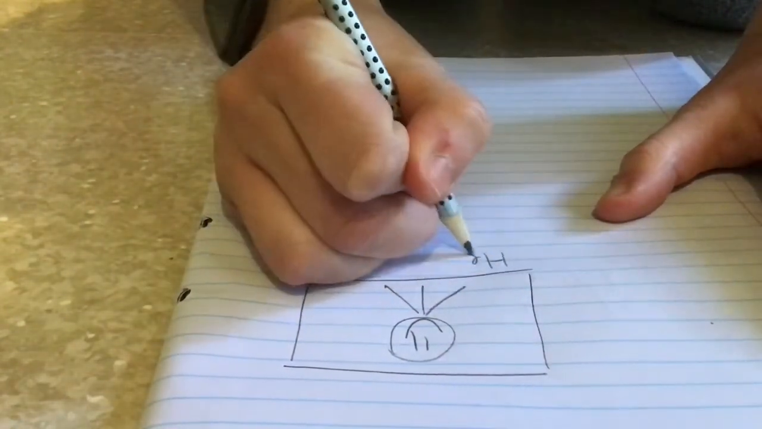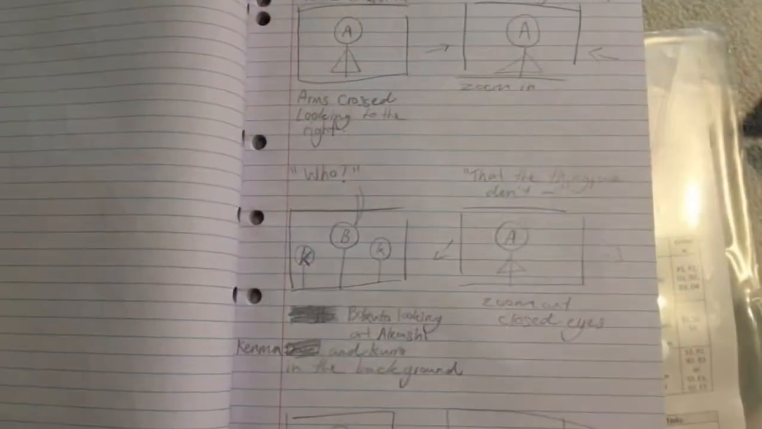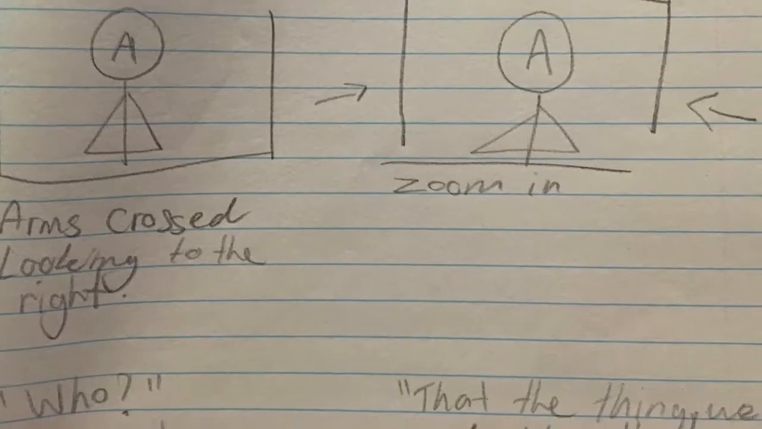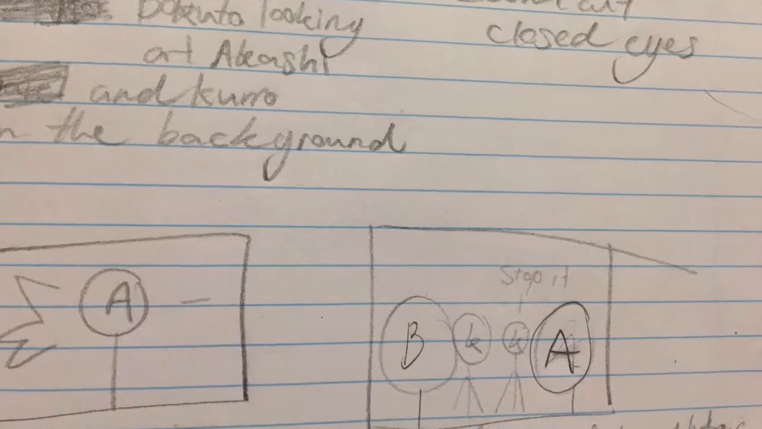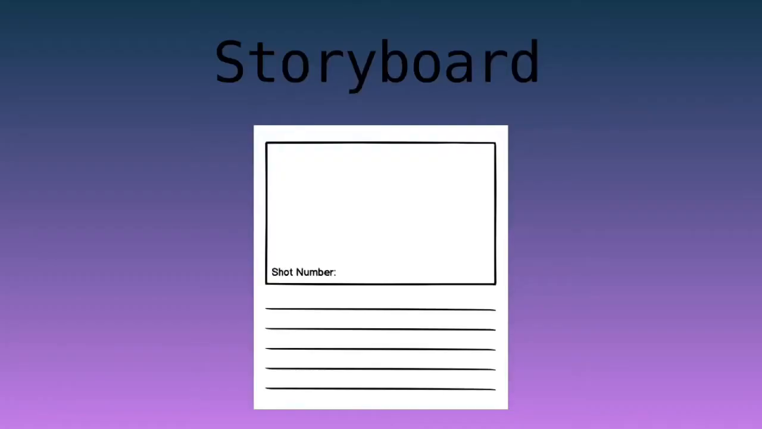I also labelled which characters was which. I wrote the first letter of their name on their head. For example, Akashi got an A, Bokuto got a B, and Kuro got a K. Then after I added the characters in, underneath the box, I wrote down what is happening in the frame. During the storyboard process, I decided that I was going to add another character, but until I started animating, I decided to get rid of them and not include them.